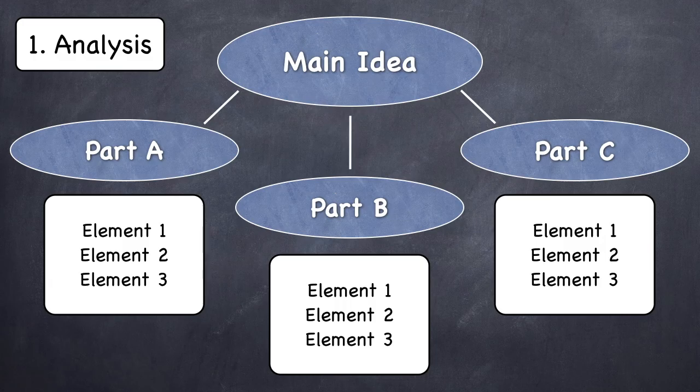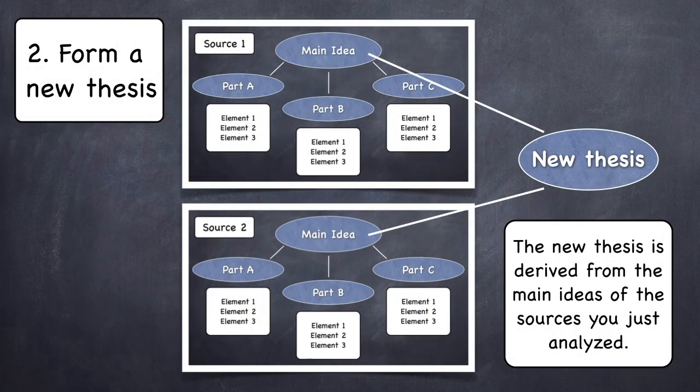First, let me show you the visuals for the 3 steps, and then I'll walk you through the steps in detail. Step number 1 is analysis. So first, you need to analyze your sources, meaning you need to identify their main and their supporting ideas. In step 2, you form a new thesis from the main ideas of the sources you just analyzed. Okay, don't worry about it. I'll walk you through exactly how to do that.